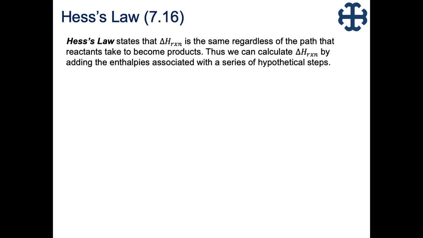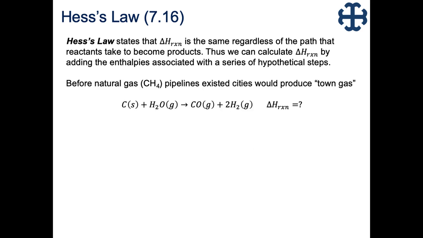Last thing I want to cover in the pre-lecture video is talking about Hess's law. And so Hess's law is another way for us to do kind of our energy accounting, where if we want to find the enthalpy of a reaction, that's going to be the same regardless of the path that the reactants take to become products. Again, this goes back to enthalpy being a state function. So we can calculate delta H of a reaction by adding enthalpies associated with a series of hypothetical reaction steps. And so let's do an example of that.